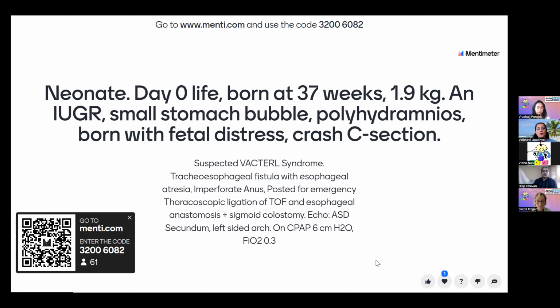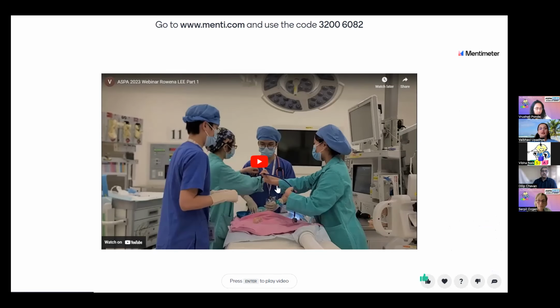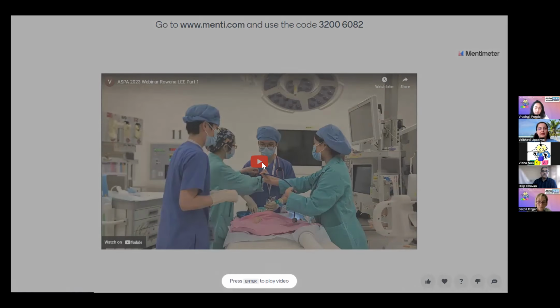Suspected bacterial syndrome, tracheoesophageal fistula with esophageal atresia, imperforate anus, posted for emergency thoracoscopic ligation of tracheoesophageal fistula. Anastomosis is planned with sigmoid colostomy. The echo shows an ASD secundum, left-sided arch as well. At present on CPAP and FiO2 of 0.3. Okay, so this is our case for today. Let's see how the day began for Rovina.